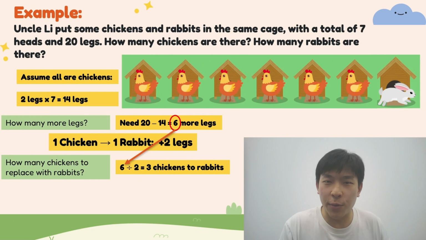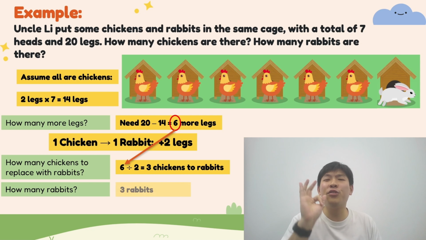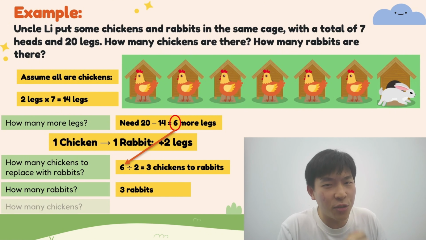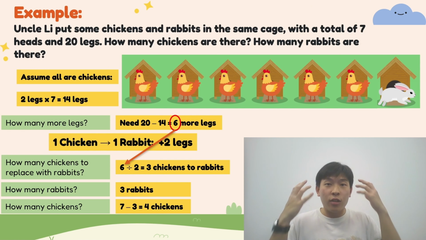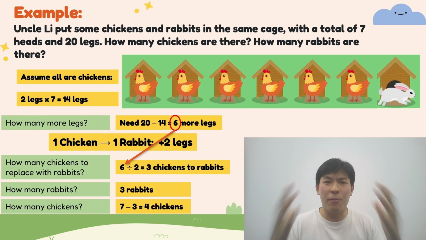So now, how many rabbits do we have? Yes, we have 3 rabbits. And how many chickens do we have? Perfect. 7 minus 3 and we have 4 chickens. So now I'm sure we are ready to solve the problem.